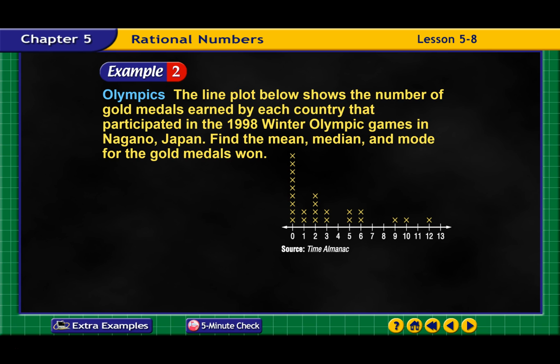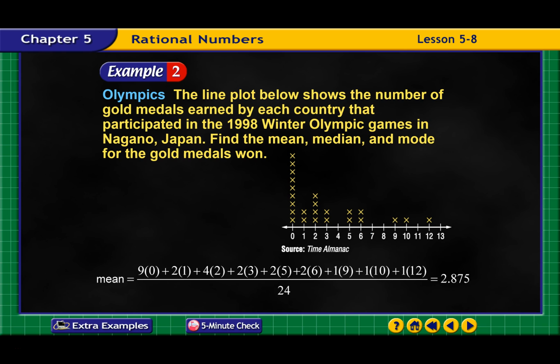All right, Olympics, a line is drawn. A line plot here shows the number of gold medals earned by each country in the 1998 Winter Olympic Games in Nagano, Japan. Find the mean, median, and mode of the gold medals won. Okay, so this is a little more complicated, slightly different graph here. So there were this many countries that did 0, this many countries won 1, this many countries won 2, and so on. Okay, so we're going to add them together, and they actually kind of did this multiplying thing. 0 was 9 countries, 2 groups had 1, 4 groups had 1, 2, and so on and so forth.